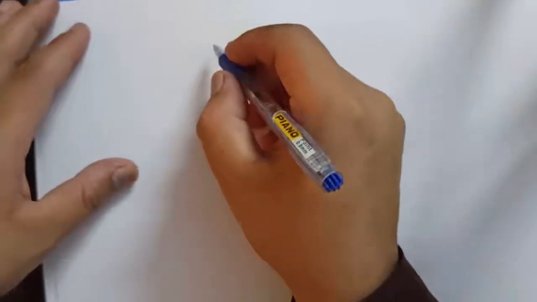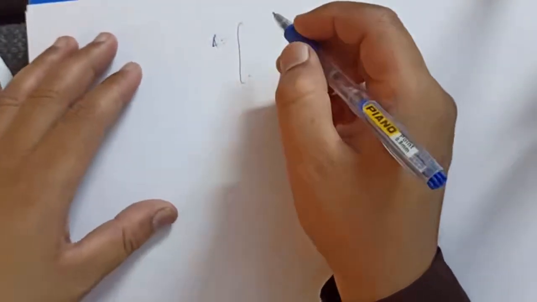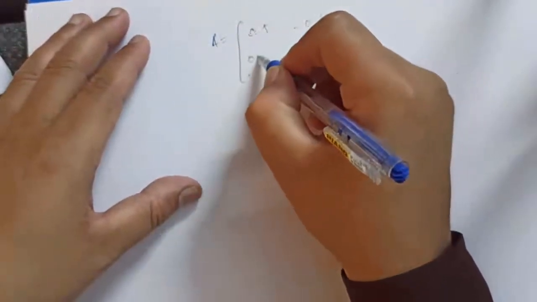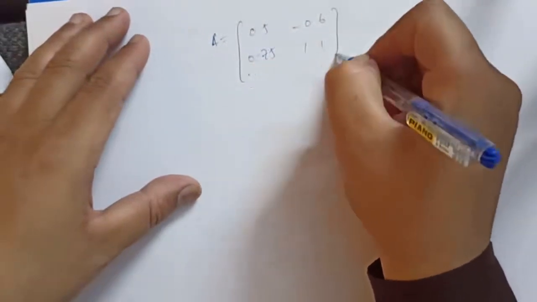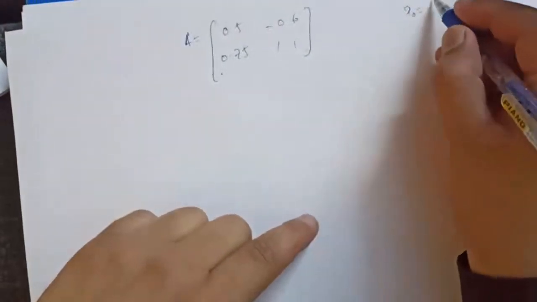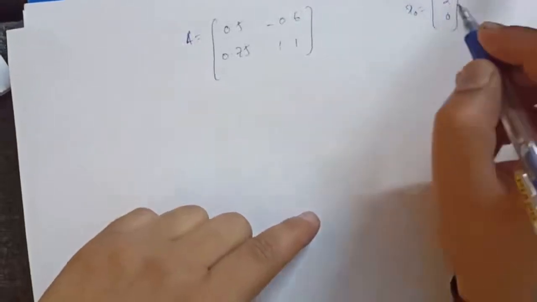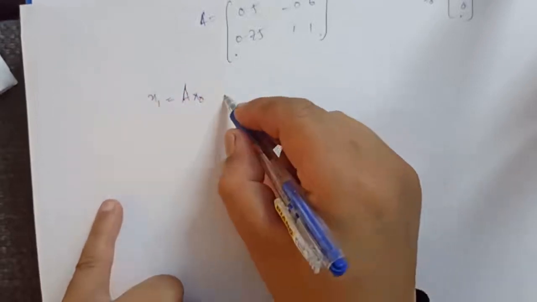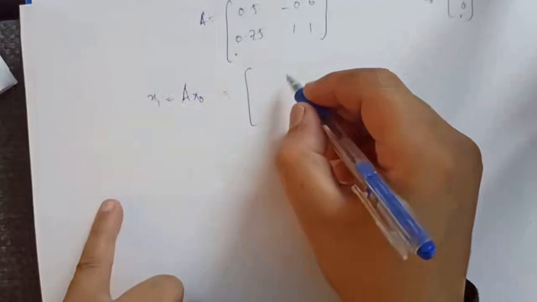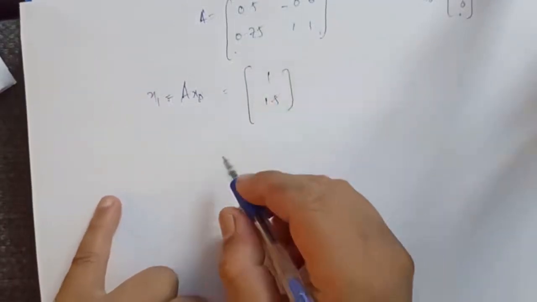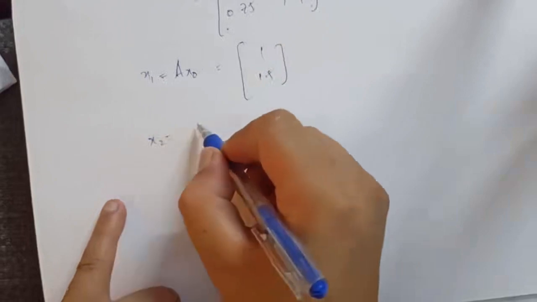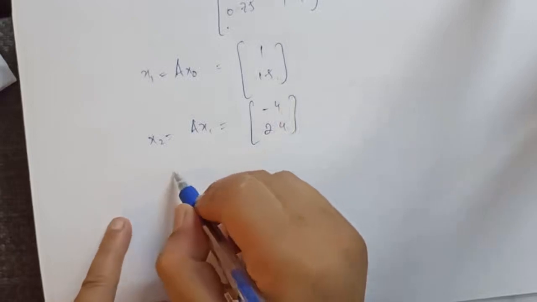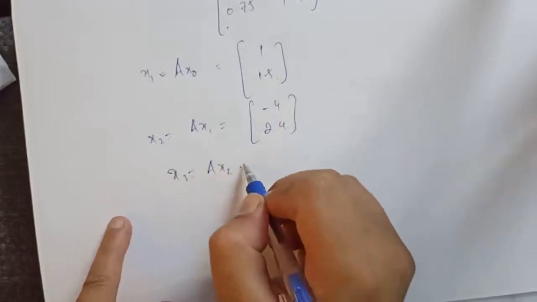So if we take the same matrix which we did in the previous example, which was 0.5 minus 0.6, 0.75, 1.1, and we start with some initial value x naught, which is 2 and 0, right? So it means A x naught, which is x1 here, comes out to be 1 and 1.5. Similarly, x2 as A times x1 comes out to be minus 4 and 2.4, and similarly x3 is equal to A x2, and you will have certain values.